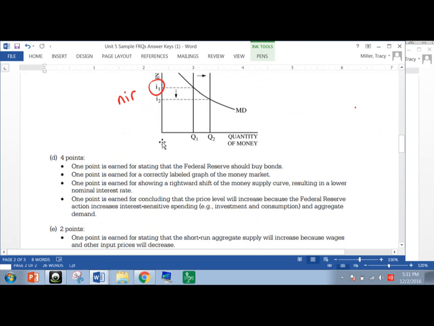So if you look at the description here, this whole section on monetary policy is 4 points, which, you know, this is all of Unit 4. They're trying to assess, do you understand the concepts from Unit 4?